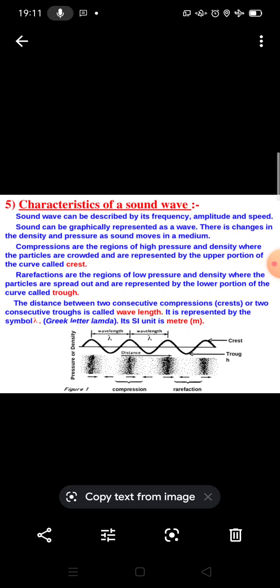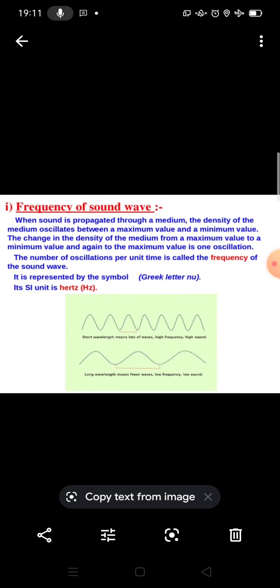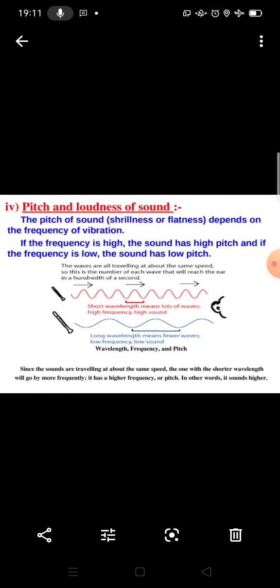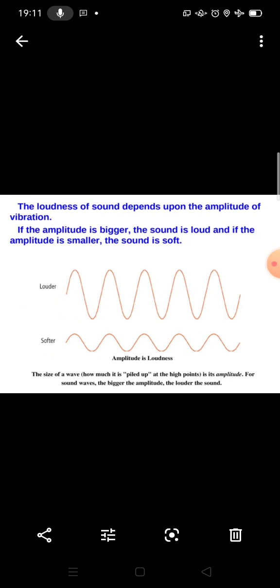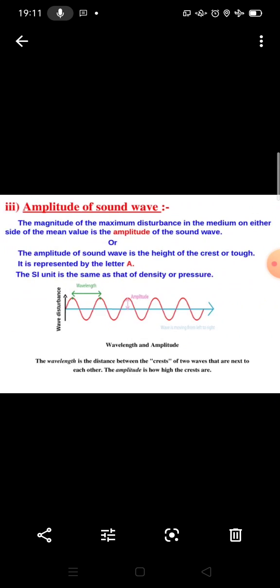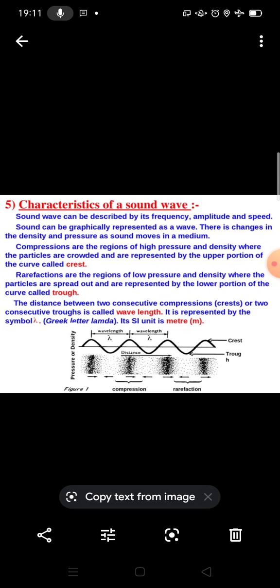Yesterday we discussed the human ear, its structure and function. Students, today we will discuss the next topic, characteristics of a sound wave. We can describe a sound wave by its frequency, time period, amplitude, pitch and loudness of the sound. You can see here the speed of the sound. So students, now a sound wave can be described by its frequency, amplitude and speed.